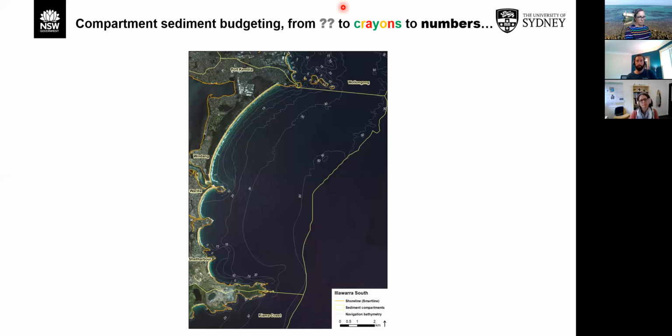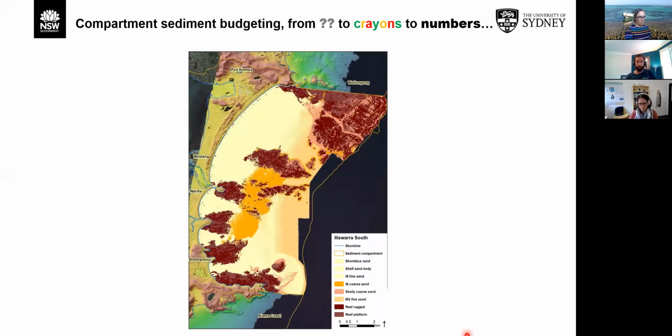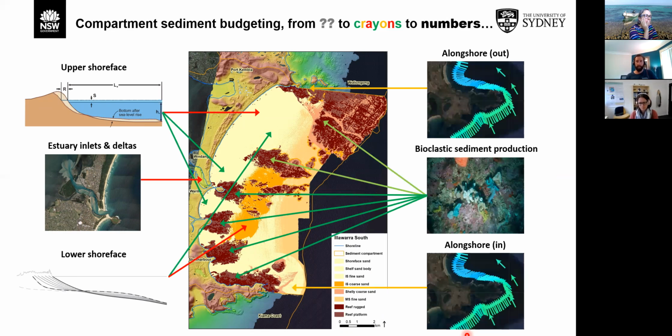So we're really going from very little understanding to what I call the crown phase, which is where we're at now. We're able to put some ideas in terms of ins and outs on different processes, where sediment might be coming from and being lost to within a given environment. And ultimately, we want to get to a numbers stage. So the next step from here is taking all of this insight and information and putting that into some models to come out with some quantitative compartment sediment budgets.